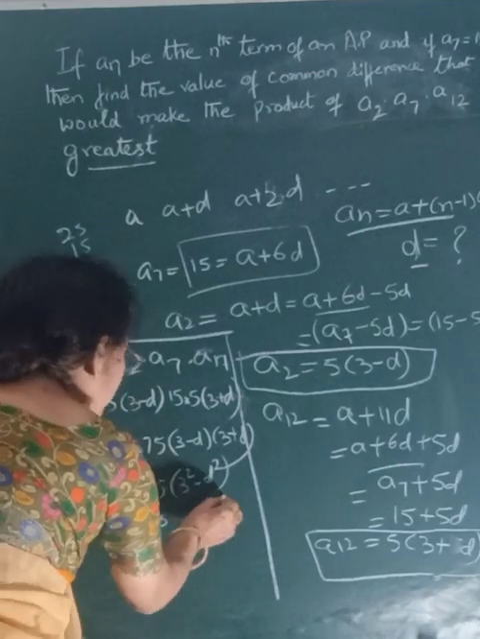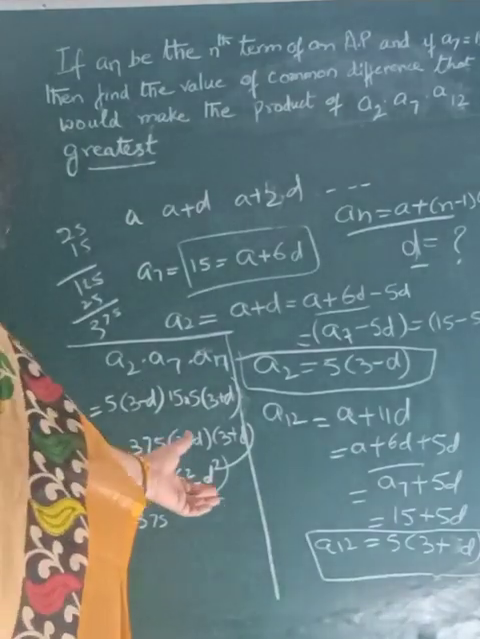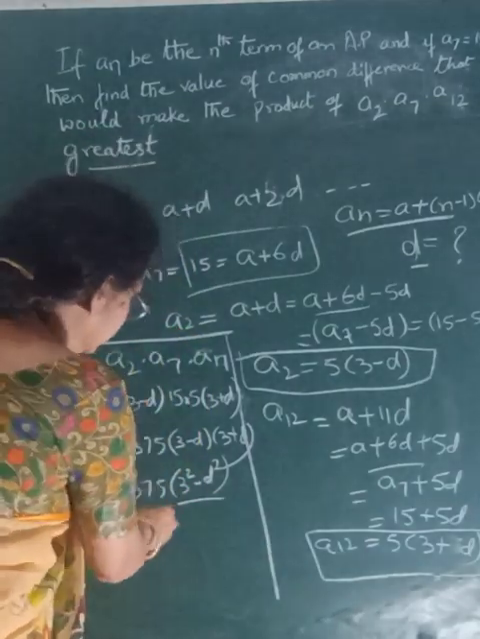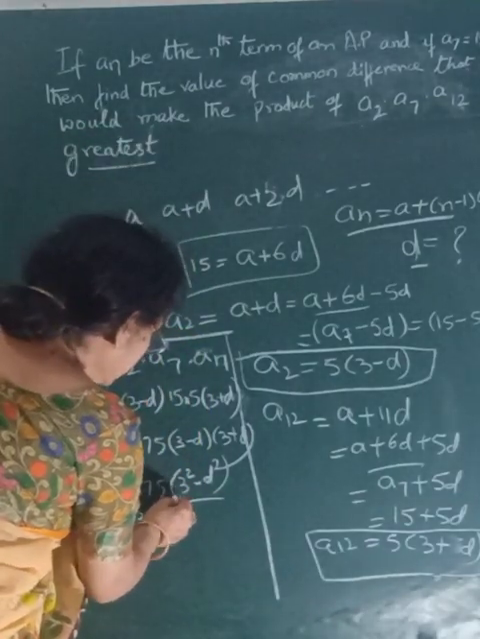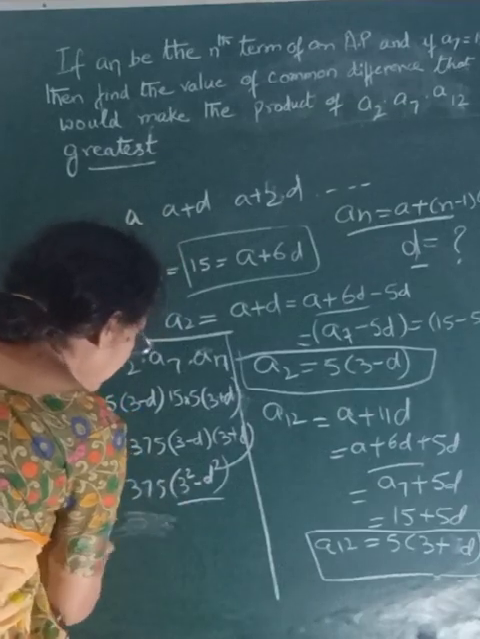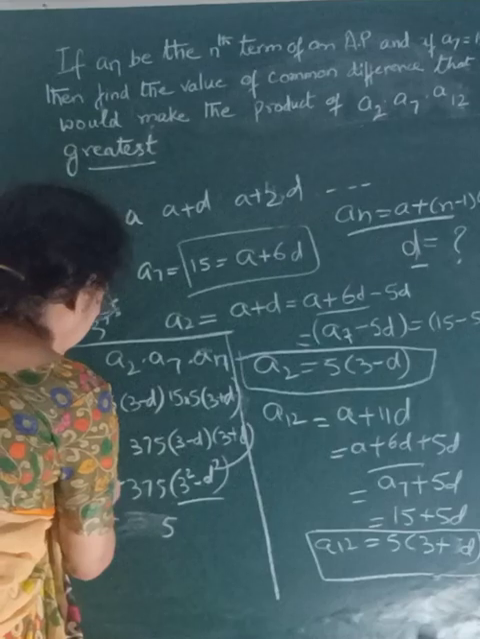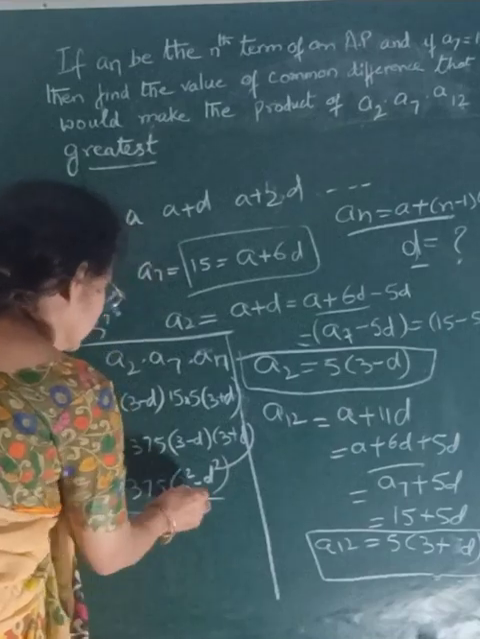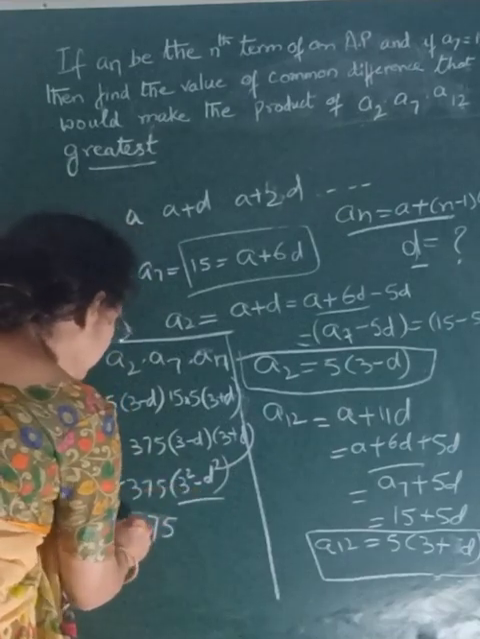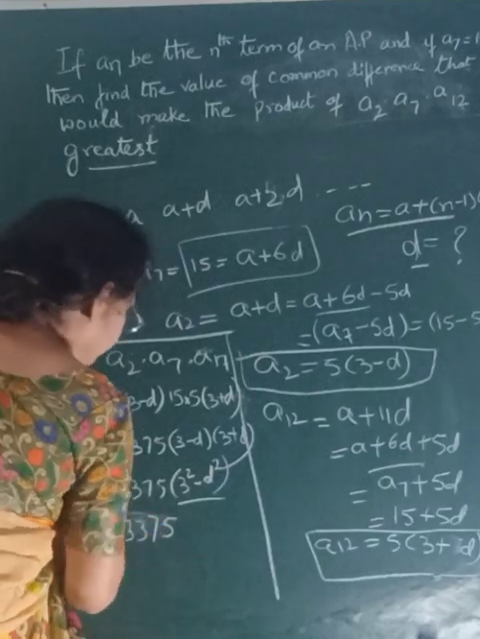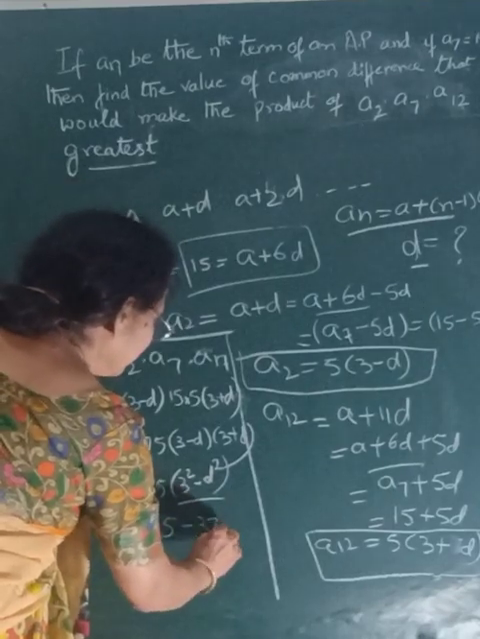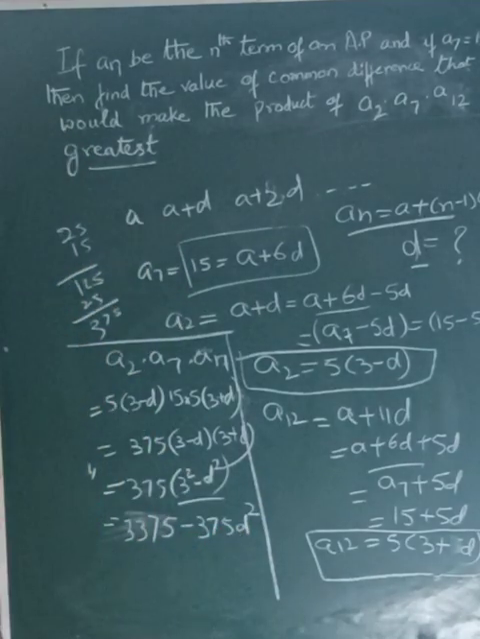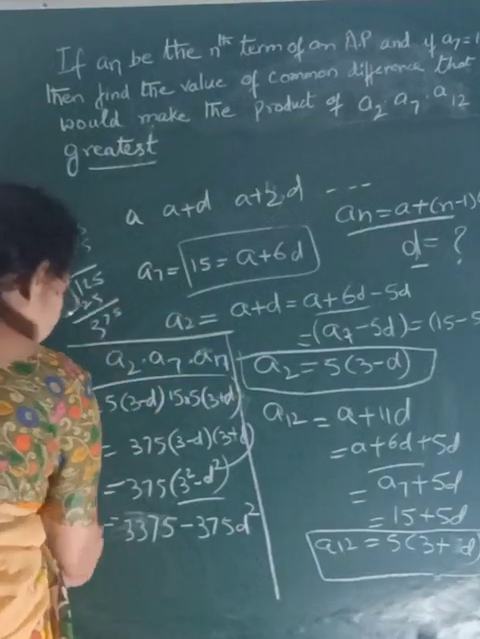This will be maximum only in the case when D is equal to 0. And because this is multiplied, what will we get here? 9 से 375 को गुणा करेंगे. 9 fives are 45, carry 4. 9 sevens are 63 plus 4 is 67, carry 6. 9 threes are 27 and 6 is 33. So 3375 minus 375 D square.